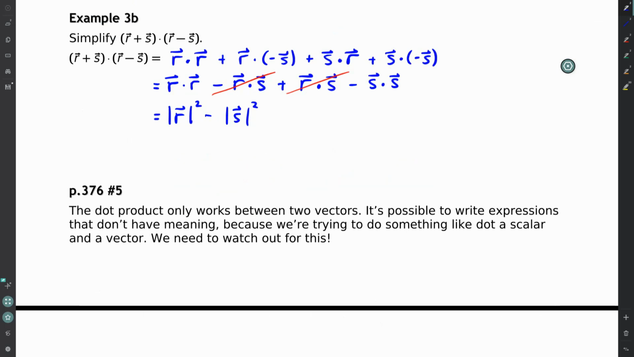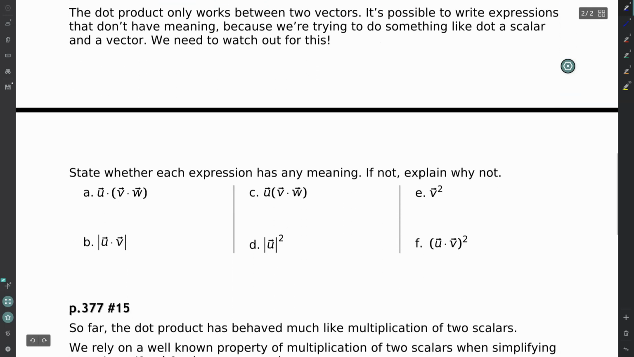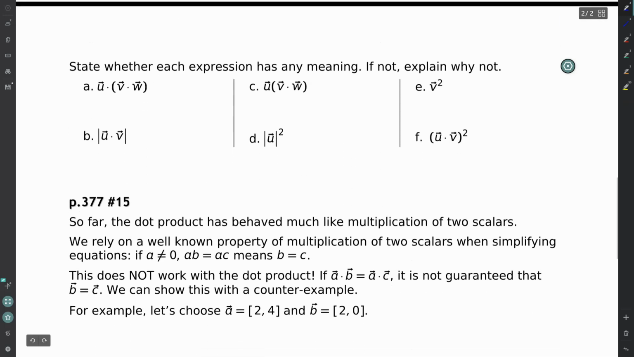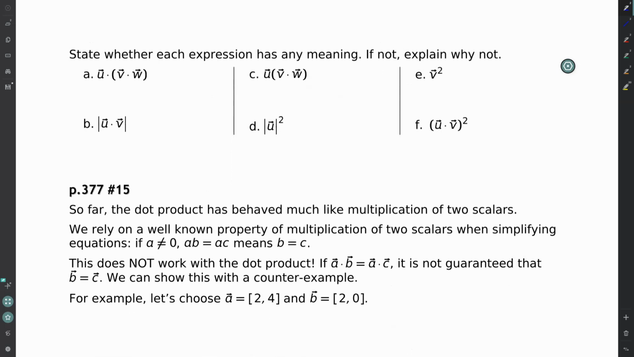We can't do something like dot a scalar and a vector. So it's possible to write down expressions where this just does not work. Question 5 on page 376 has some examples of expressions which may or may not work. I'm going to do A, C, and E and leave B, D, and F to you as an exercise. So how do we do this?